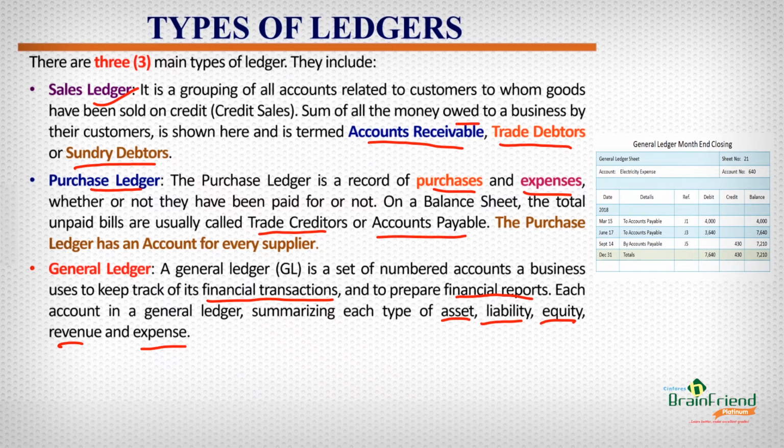This is a typical example of a general ledger of a business entity. For this account, it captures electricity expenses. You find that we have dates: March 15, June 17, September 14, December 31st. So this could be seen as a year's general ledger, and then you have all the captured variables in it. That's why I told you that the general ledger could be said to be the financial statement of a business entity at the end of the year.